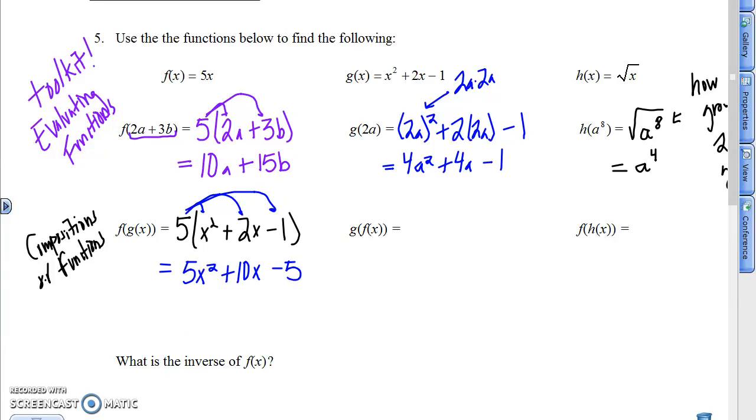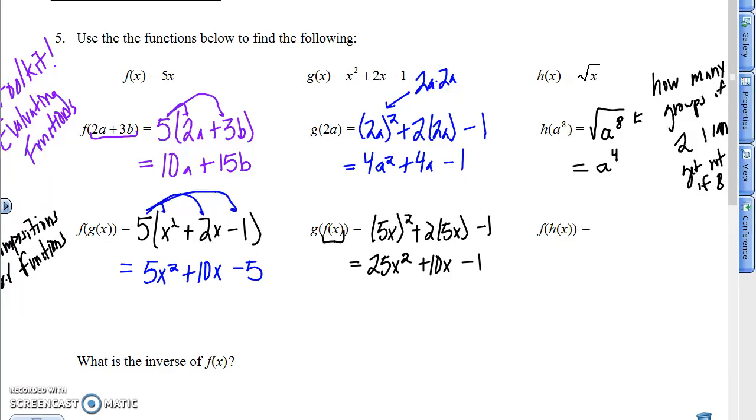G of f of x, so this time f of x is my input, 5x is going in everywhere I have an x in my g function. So 5x squared plus 2 times 5x minus 1. This time 5x squared is literally 5x times 5x. 5 times 5 is 25 x squared. 2 times 5x would be 10x. And I still have my minus 1.